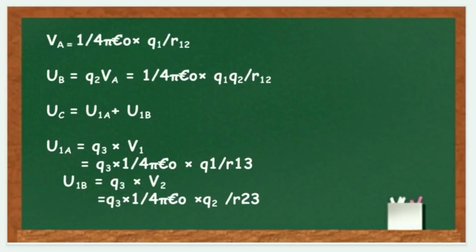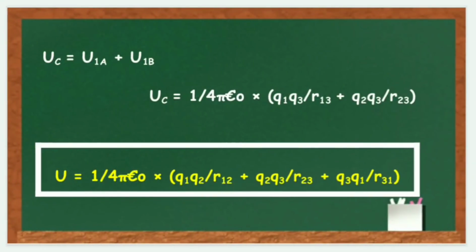So what is V1? It is 1 by 4 pi epsilon Q1 by R13, or we can take it as R31 even. What is V2 now? It is 1 by 4 pi epsilon r Q2 by R23. So this is U1A and U1B. To find out UC, you have to add them both, and you will get 1 by 4 pi epsilon r times Q1 Q3 by R13 plus Q2 Q3 by R23. So this is your UC.